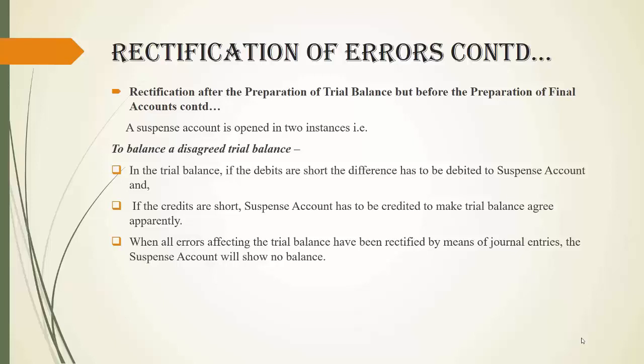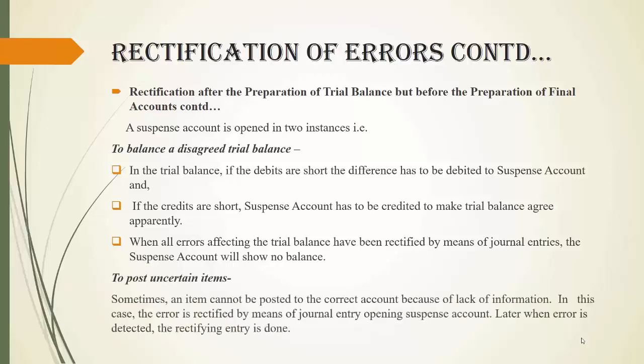And the second reason why the suspense account is opened is to post uncertain items. Sometimes an item cannot be posted to the correct account because of lack of information. In this case, the error is rectified by means of a journal entry, opening a suspense account. Later, when the error is detected, the rectifying entry is done. Let's understand this with the help of an example.